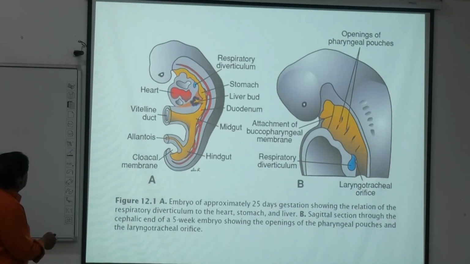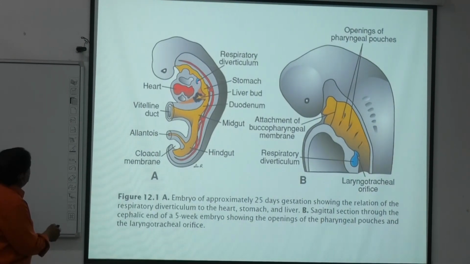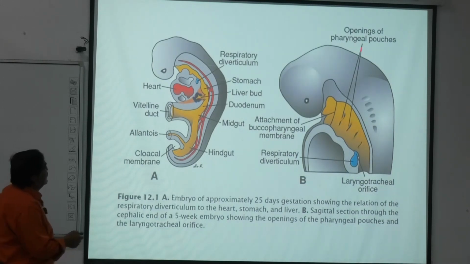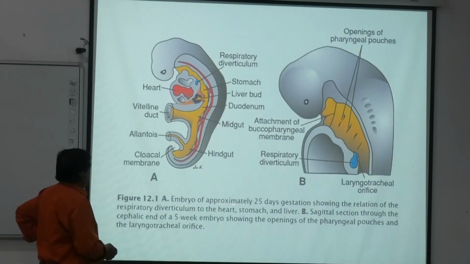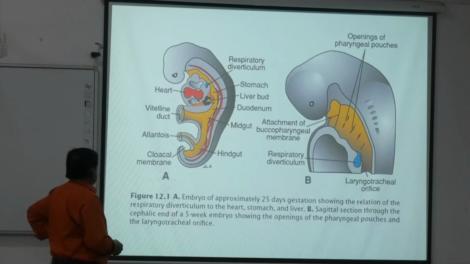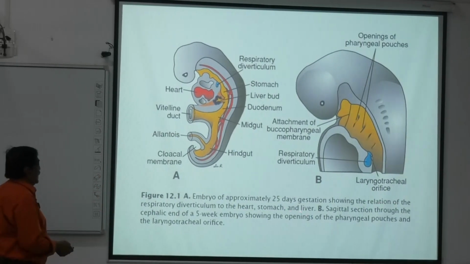This is the foregut, and you can see this blue respiratory diverticulum. Now this is the developing heart, vitelline duct, allantois, cloacal membrane, and the future stomach is here, the liver ward is here, the duodenum, midgut, and the hindgut. And the embryo of approximately 25 days gestation, showing the relation of the respiratory diverticulum to the heart, stomach, and liver.